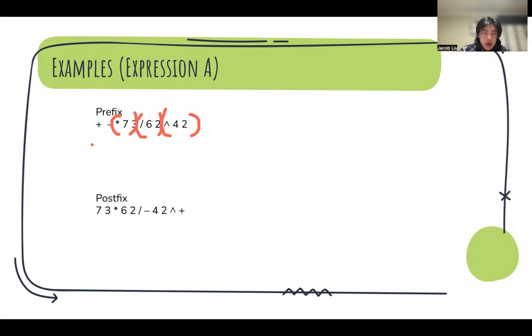So in this case, we can rewrite the expression. Oh, I think I might have forgotten to go over this. Prefix has the operator before the two numbers. Pre means before, right? So times 7, 3 is just 7 times 3, which is 21. And divided 6, 2 is just 6 divided by 2, which is 3. And power 4, 2 is 16.